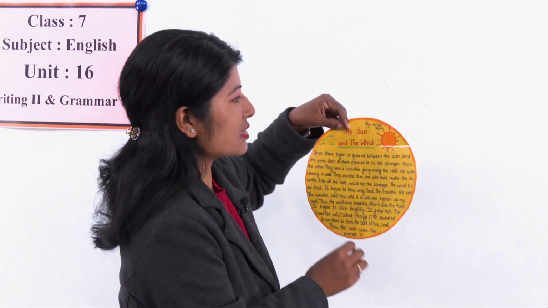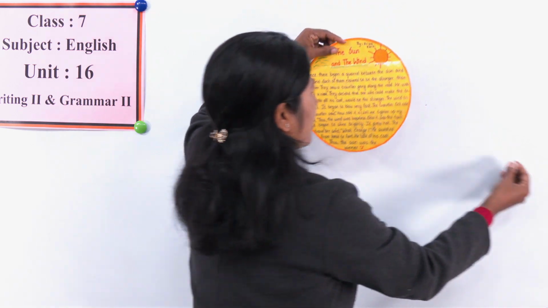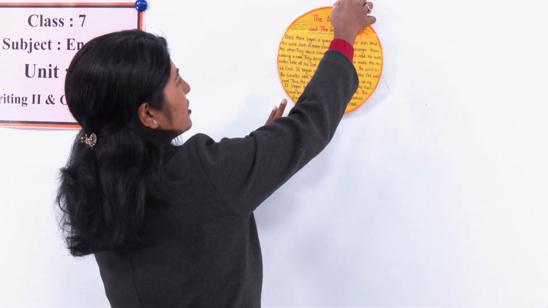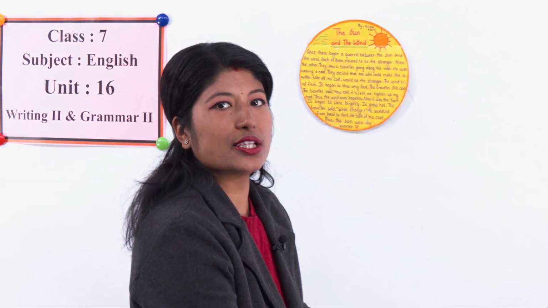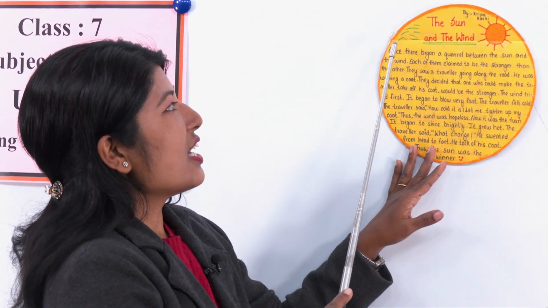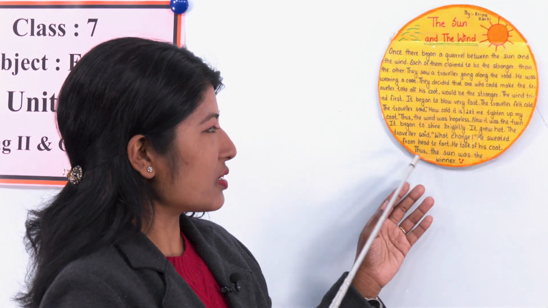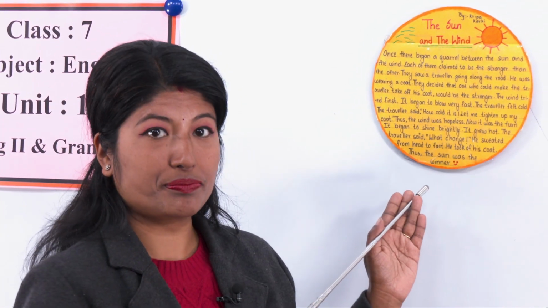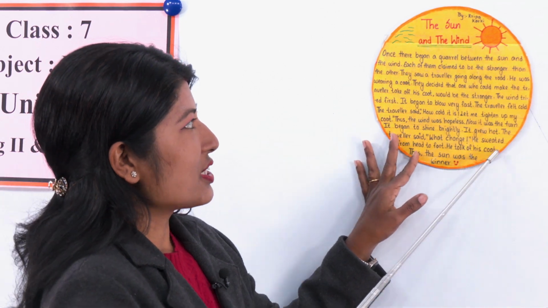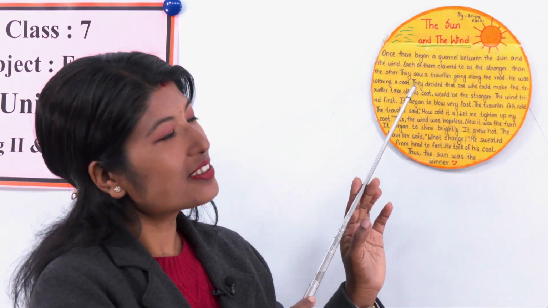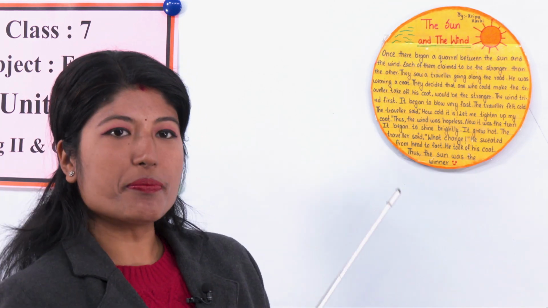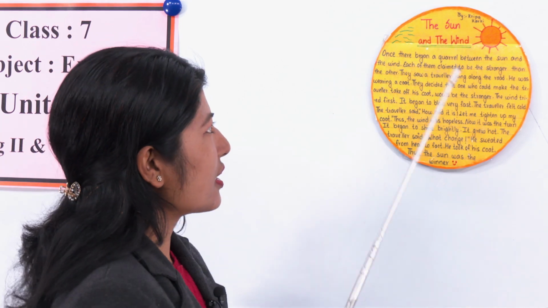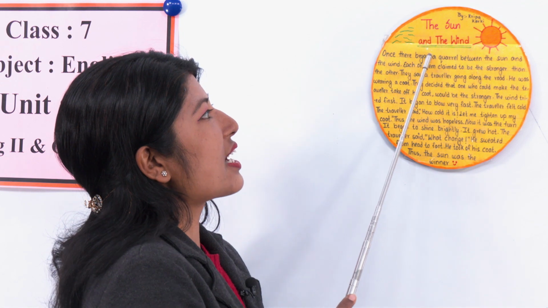I'm going to paste this on the board. Let me paste this on the board. Now I'm going to tell you the story. This paper has been cut into the shape of the sun, because this is the story of the sun. Now the story begins. Here it goes. The Sun and the Wind.